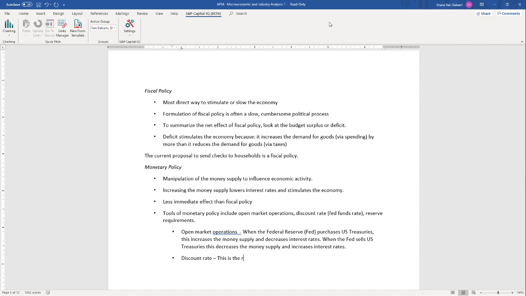This is the rate that banks purchase, or another way to say it is borrow, money from the Federal Reserve. I won't type up the next little bit. I just want to give you an explanation of what's going on.